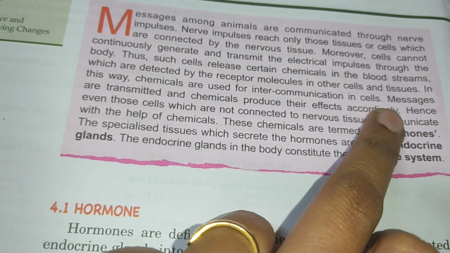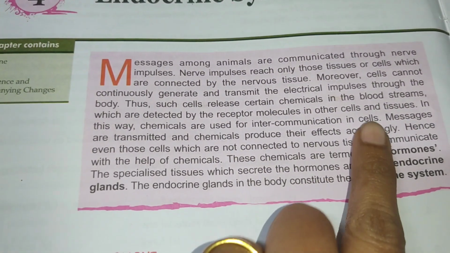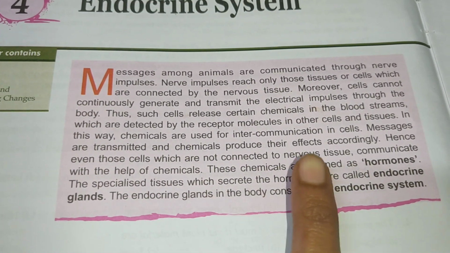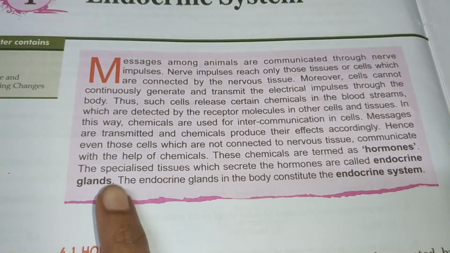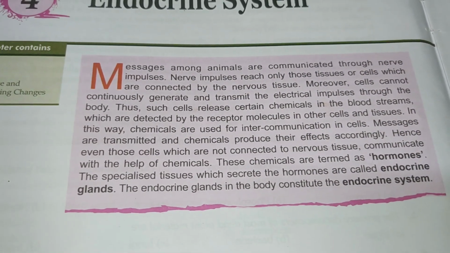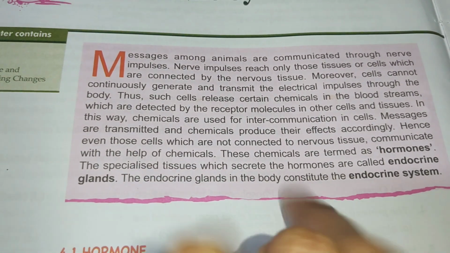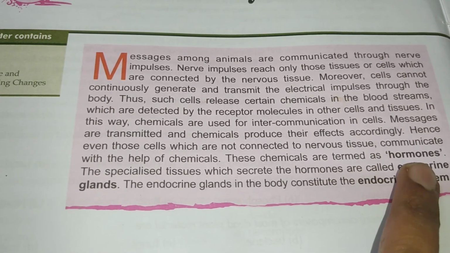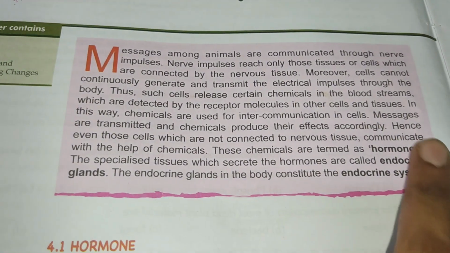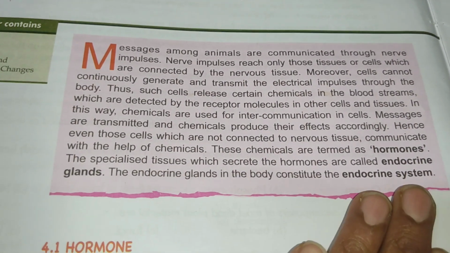So messages are transmitted, and chemicals produce their effects accordingly. Hence, even those cells which are not connected to nervous tissue communicate with the help of chemicals. These chemicals spread to all the cells, including those not connected to the nervous tissue, and they are called hormones. The specialized tissues which secrete these hormones are called endocrine glands, and the endocrine glands present in the body are called the endocrine system.